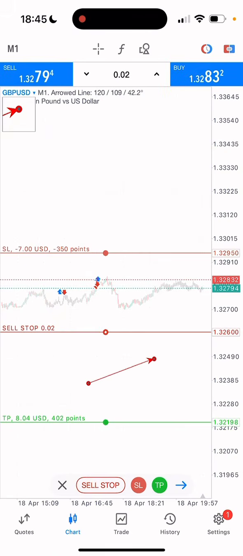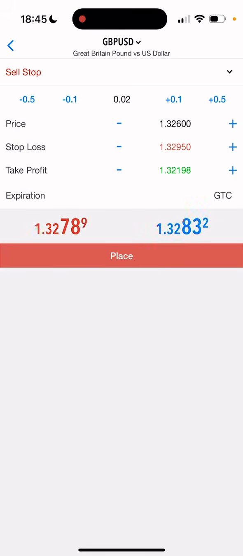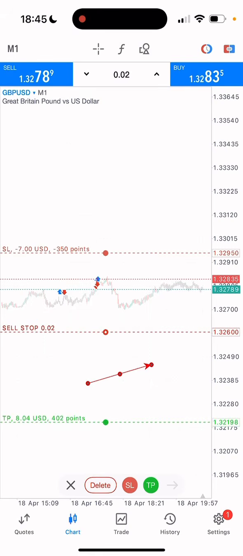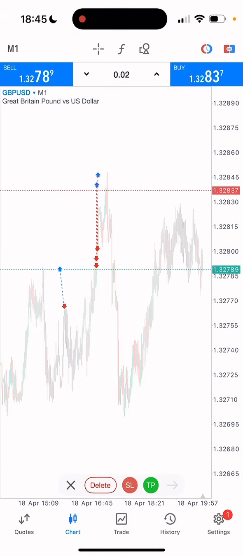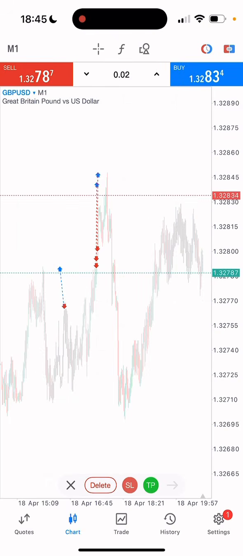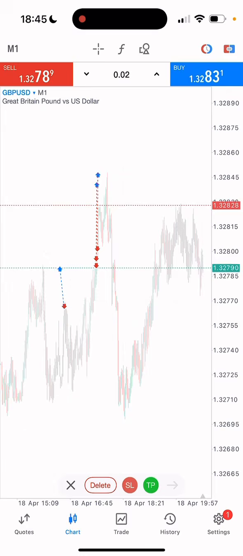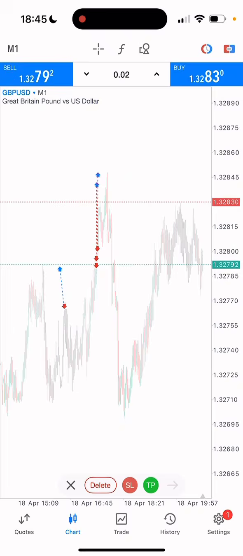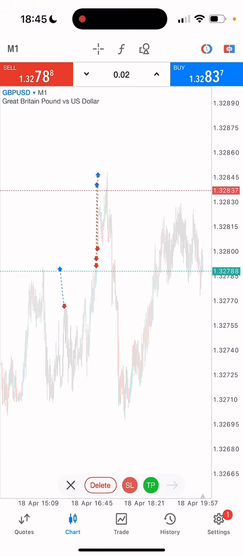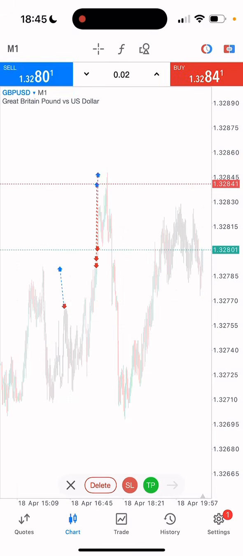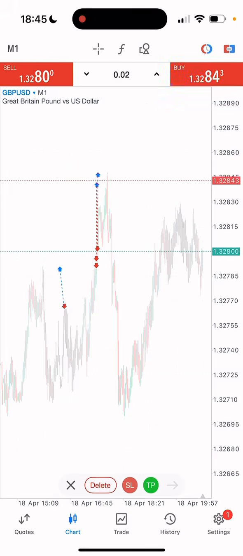Okay? So now let's say that we see this trade and we like it. What do we do? Tap on the blue sign, tap on modify, tap on place. The trade is placed now. So what have we learned so far? We have learned how to set a buy limit. We have learned how to set a buy now trade without an entry price given. We have learned how to set a sell limit. We have learned how to set a sell now trade where the entry price range is given. And now we have learned how to trade a sell stop.